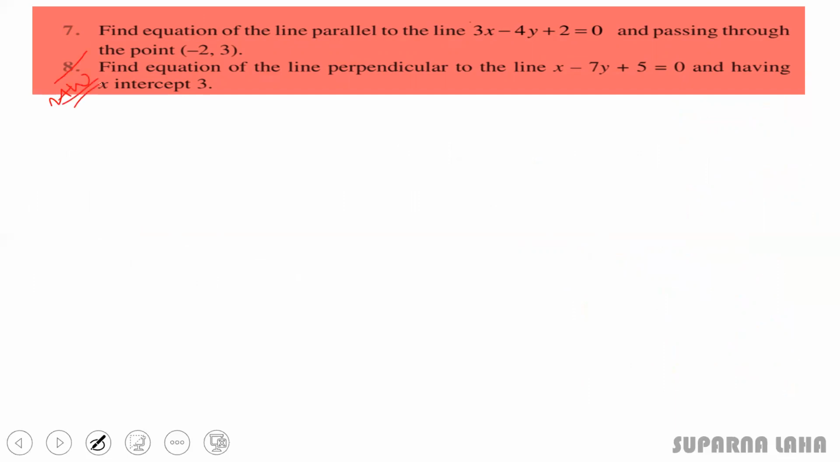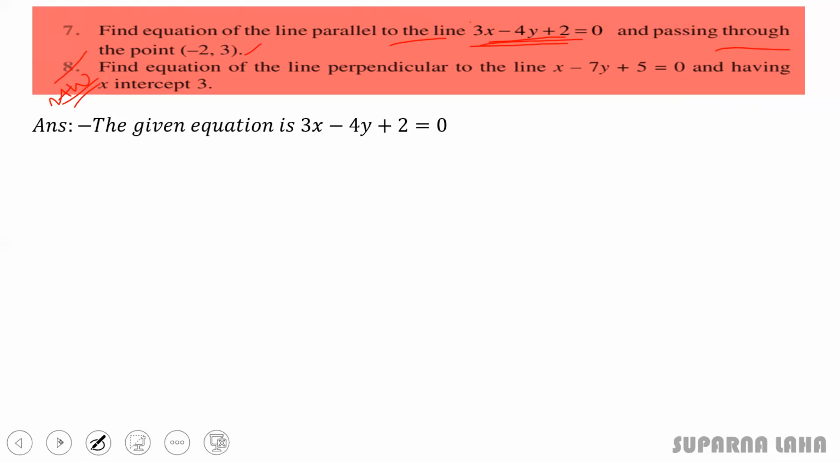Okay, so find the equation, number 7. Find the equation of the line parallel to the line 3x minus 4y plus 2 equals to 0 and passing through the point minus 2 comma 3. So first of all, you need to find the equation of the line which is parallel to this line. So you can easily find the slope of the line. Since if two lines are parallel, then their slopes will also be equal.